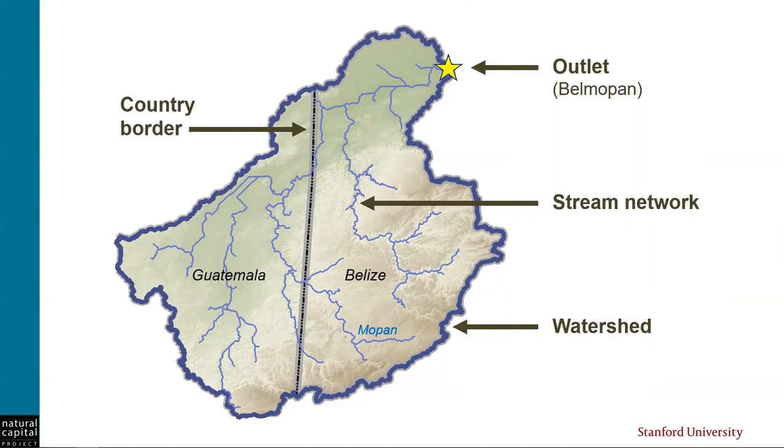And if you look at where the border is, if we had only modeled hydrology inside of the border of Belize, we would only be seeing part of the picture. And you can see how the rivers would be artificially cut off. And especially, we would be missing the effect of the Mopan River, which would just drain off the map instead of contributing water to Belmopan.